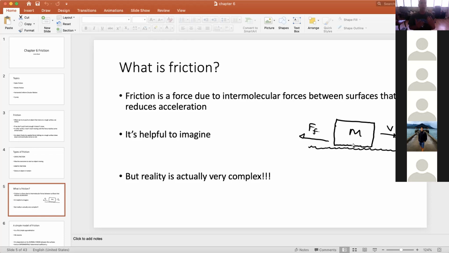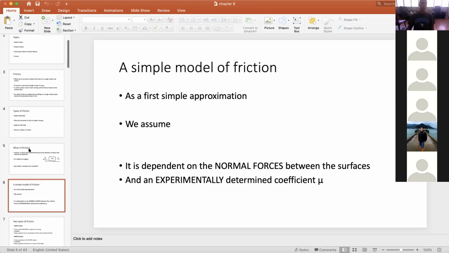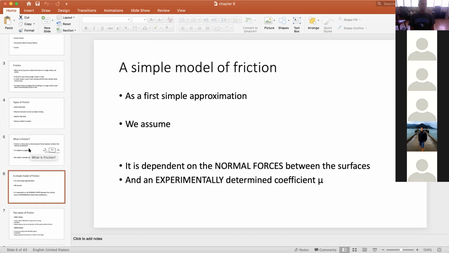So what are we supposed to do? If we can't start talking about quantum and atoms and electrons and kinetic theory of gases and all that stuff, what do we do? Well, we make a really simple, dumb, and by dumb, I mean ultimately not very useful approximation of what the force of friction is.